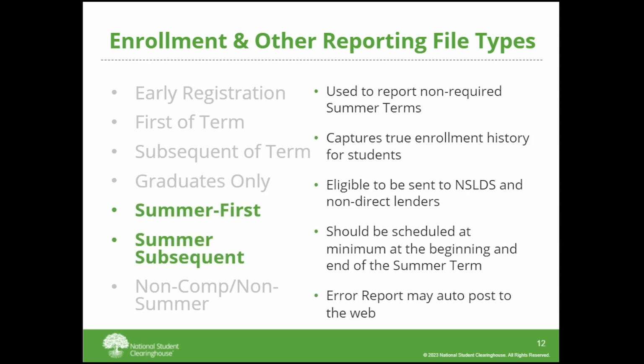The summer first file is considered to be the first of term file for a non-required summer term. Summer subsequent is considered the subsequent file for a non-required summer term. When sending a summer file, only include students that are taking classes during the summer and only report a student as withdrawn during the summer if the student has officially withdrawn and is not returning to your institution in the fall. Reporting optional summer data helps accurately depict students' enrollment history, especially if they are working towards a degree or eligible to graduate at the end of the summer term.